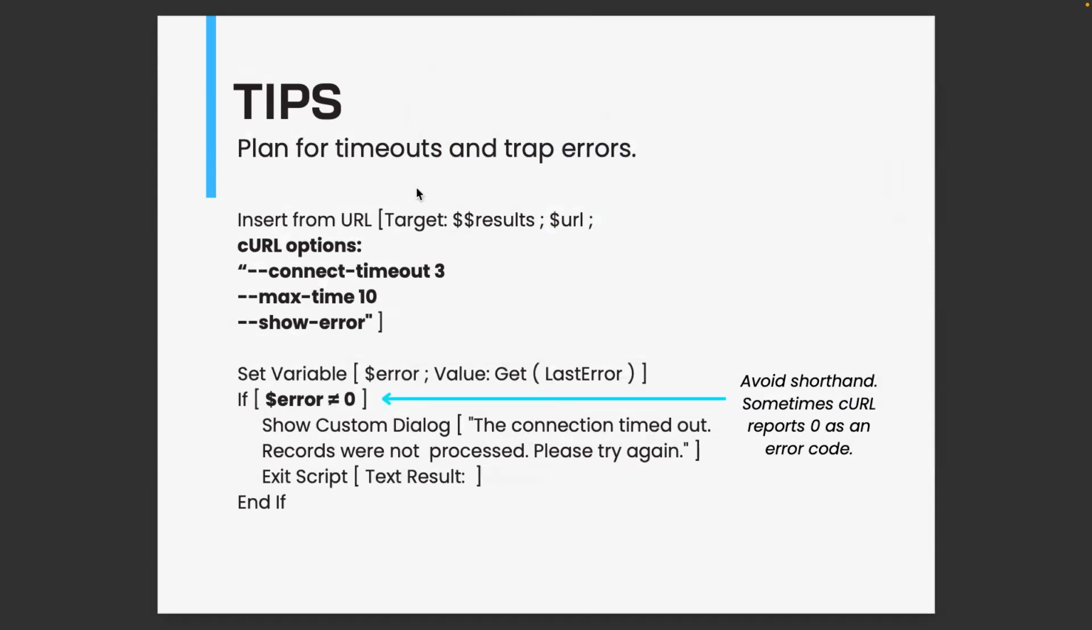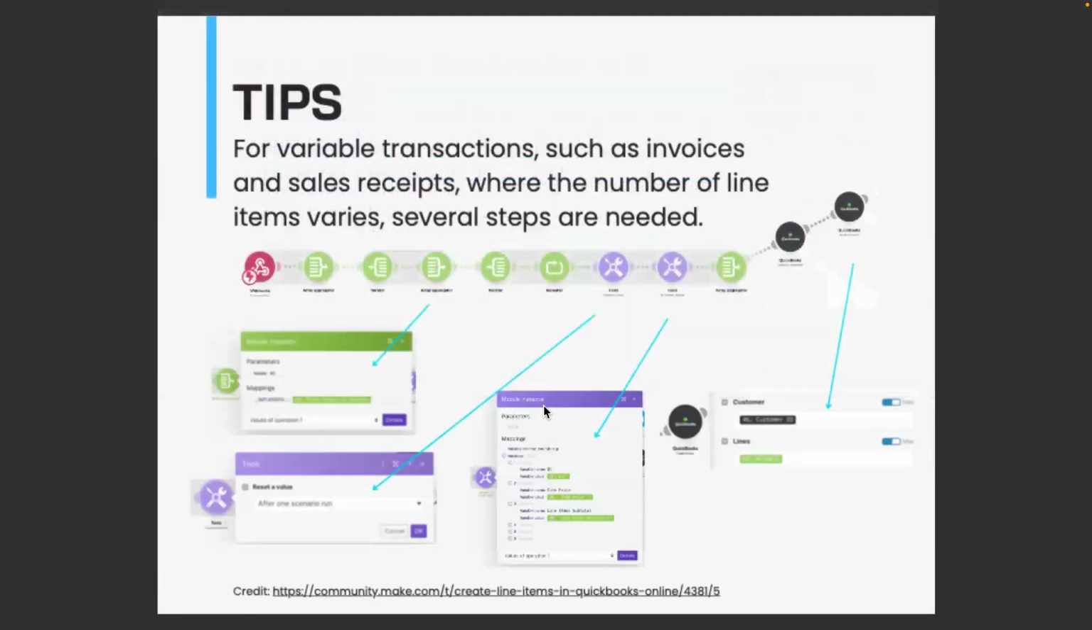The second tip is to plan for timeouts and trap for errors. Because this isn't being performed on a server, which it's my understanding it can sort of wait till it gets a response, you really have to specify a timeout and a maximum timeout so that the connection doesn't fail before it's completed. And the other thing I found is that you do want to specify error doesn't equal 0, because the curl sometimes reports a 0 as an error. And I just found that you needed to reference it that way.